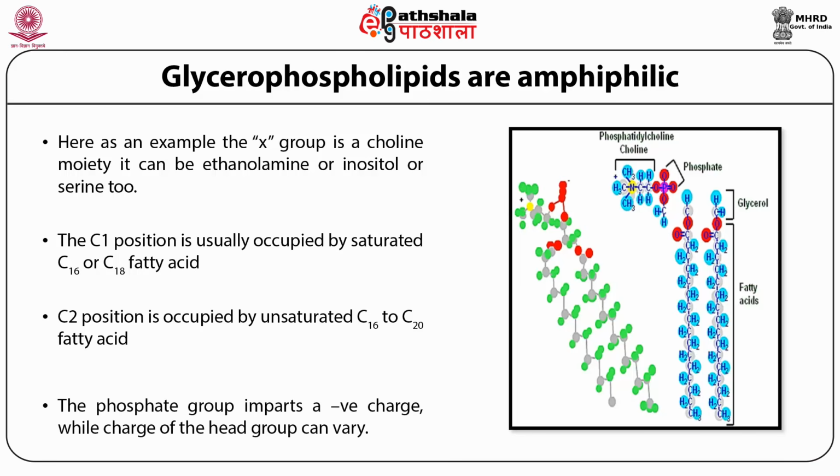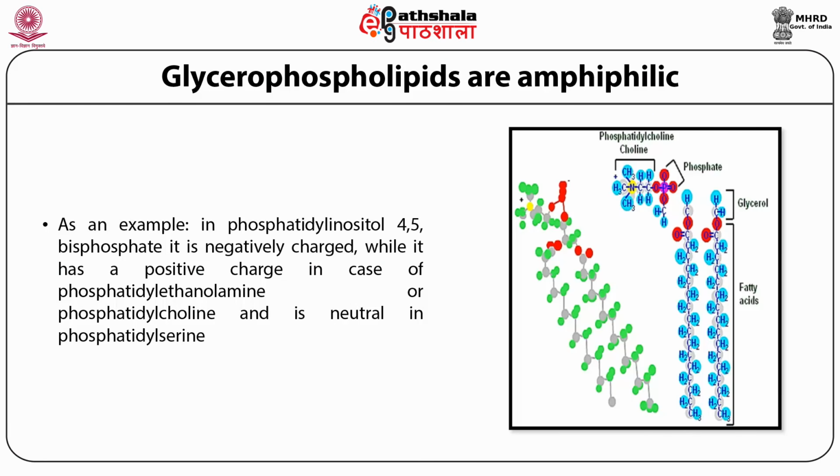Because of the presence of the phosphate group, there is a negative charge on a phospholipid molecule, while the charge of the head group can vary from one phospholipid to the other. As an example, phosphatidylinositol 4,5-bisphosphate is negatively charged, while it has a positive charge in the case of phosphatidylethanolamine or phosphatidylcholine. If the head group is serine, then phosphatidylserine is neutral with no charge.